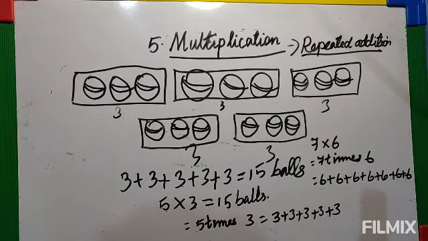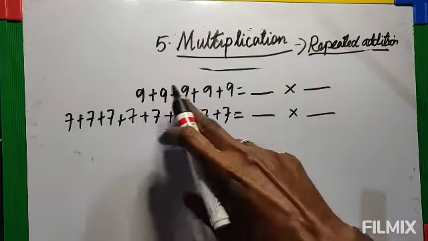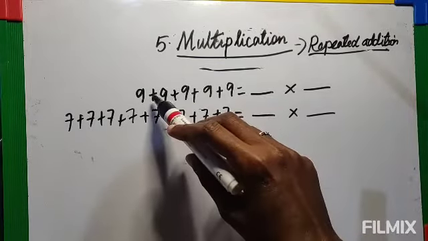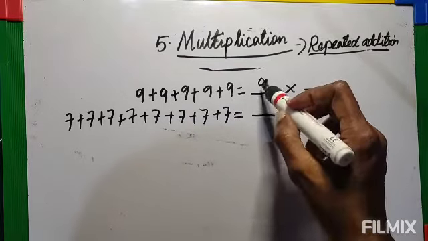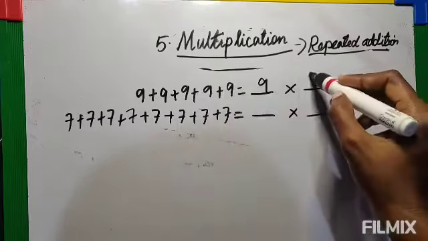Now let me explain how to do multiplication on a number line. When this number is given in addition, how will we write it in multiplication? So this number is 9. In the first dash you write the number, and how many times is it? 1 2 3 4 5. So you will write here 5.